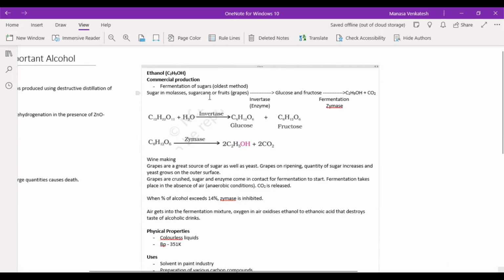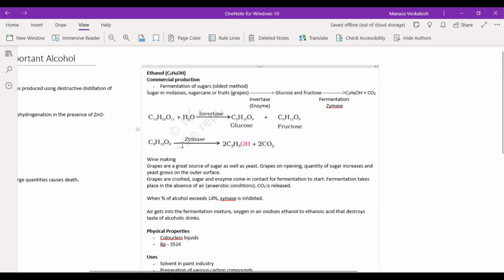Ethanol is produced by fermentation, and this is one of the oldest methods. First, sugar and molasses, sugar canes or fruits are converted to glucose and fructose using the enzyme invertase, and this further undergoes fermentation in the presence of the enzyme zymase to give us ethanol and carbon dioxide.